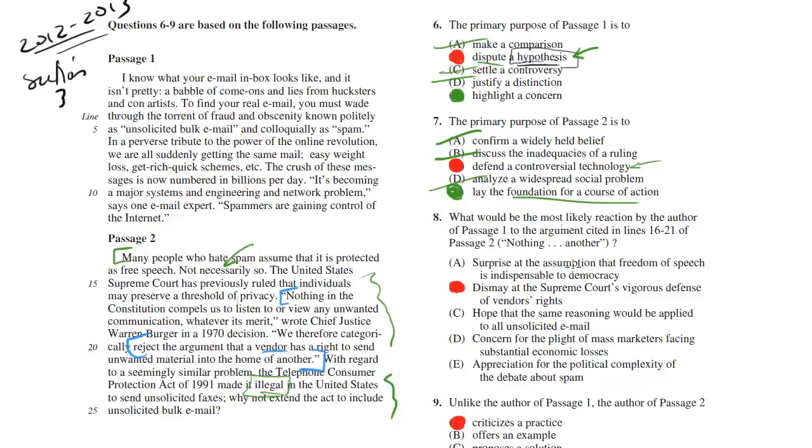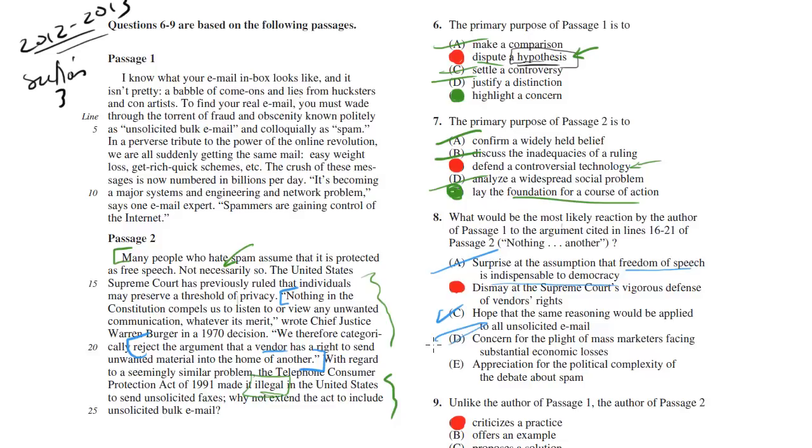How about A? Surprised at the assumption that freedom of speech is indispensable to democracy. So certainly this is true, right? Free speech is indispensable to democracy. But is that mentioned in passage 1 or passage 2? And would passage 1 be surprised by it? Not really. That's just not mentioned at all. C, hope that the same reasoning would be applied to all unsolicited email. Yeah, so passage 1 would hope that this decision, this argument, could be applied to spam to stop it. So that looks good. D, concern for the plight of mass marketers facing substantial economic losses. Where would passage 1 at all be worried about mass marketers, about spammers? They would be not worried about them whatsoever. Get rid of D.